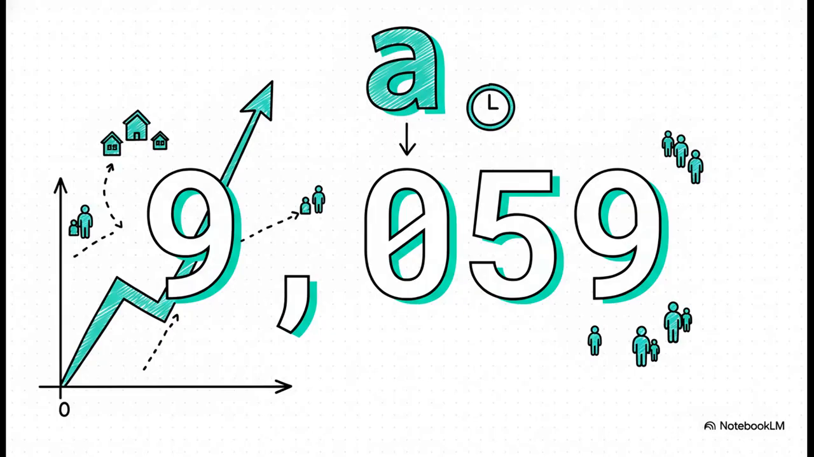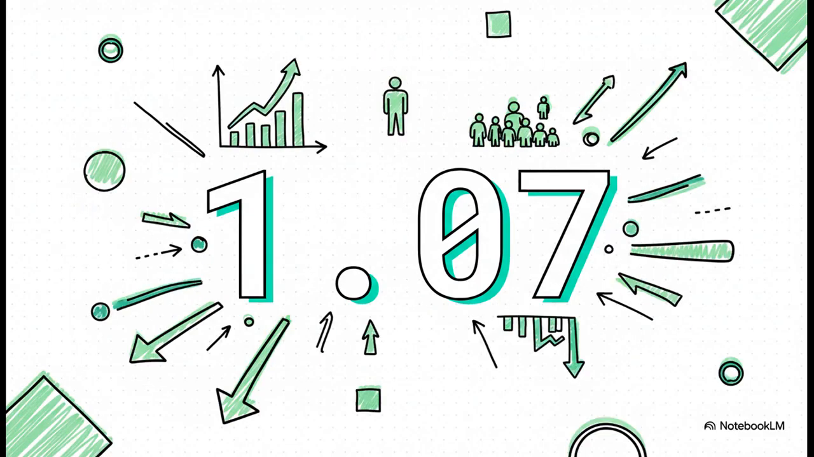Okay, first up is this number sitting out front. In the math world, we call this the A value. And honestly, this is the easiest part of the code to crack. It's simply the initial value. The population of our town at the very beginning of the story, back at year 0. So Crestwood Heights started out with about 9,059 people. Simple as that.